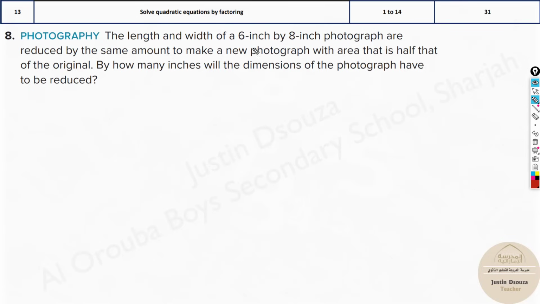So here they have told us the length and width are given as 6 by 8 inches. Both are reduced by the same amount to make a new photograph with an area that is half of the original area. So let's find the area over here. 6 into 8 is 48. So the new dimensions are reduced by a certain amount. Let us take that as x. So it will be 6 minus x and 8 minus x. Both are reduced by the same amount, and the area is half of this. 48's half is 24. So this is 24.